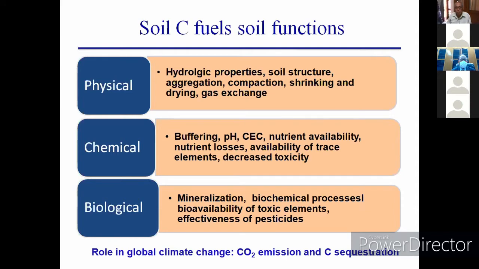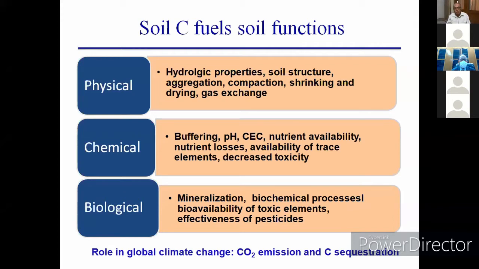Similarly, when we are talking about buffering or soil pH, cation exchange capacity, nutrient availability, nutrient losses, and most importantly, nowadays we are talking about toxicity and groundwater pollution. Soil performs all these chemical processes because of certain key indicators which we just now talked about, the organic matter. Similarly, biological processes make nutrients available through the process of decomposition, along with some biochemical processes and bioavailability of trace elements.